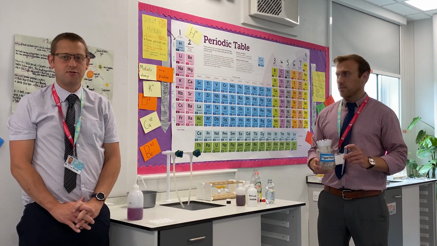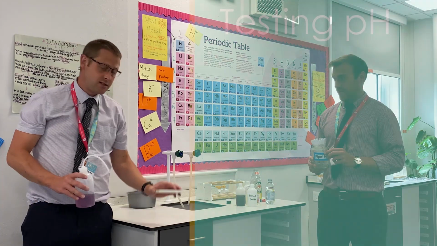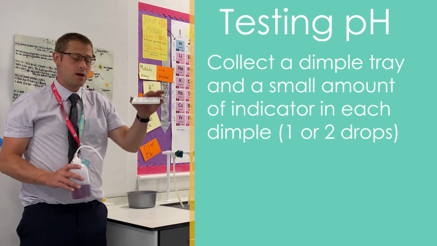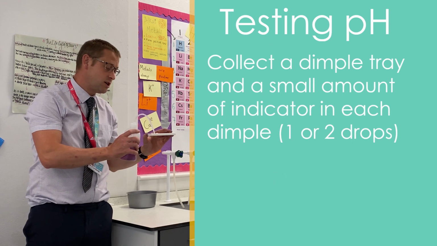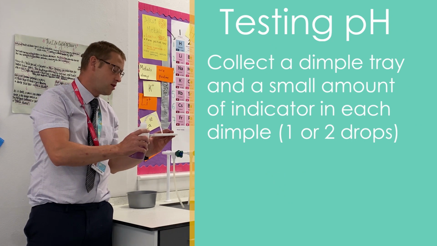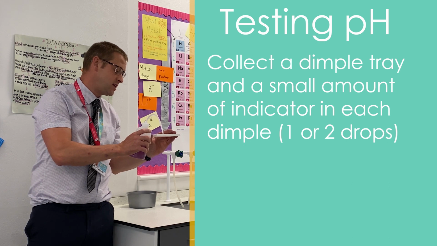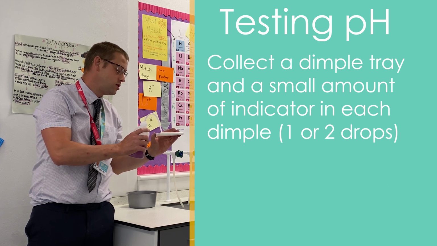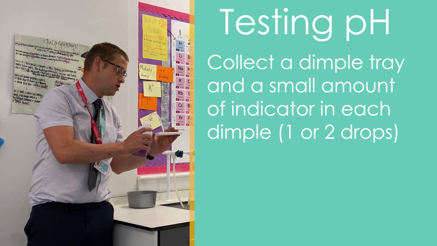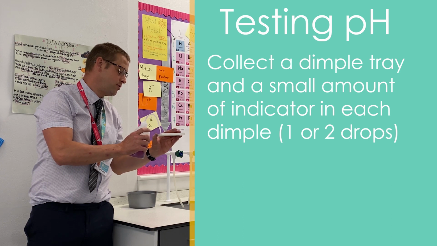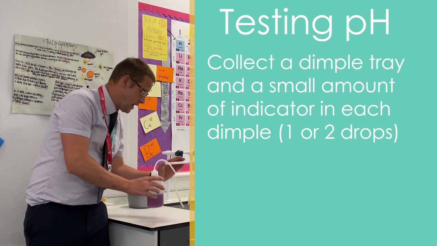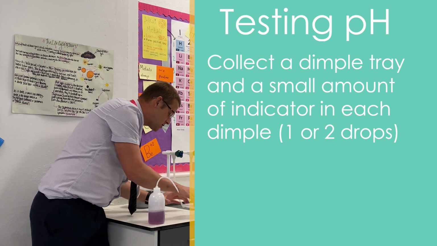Okay, now it's time for us to carry out our practical. Collect a dimple tray, and in this your teacher is going to squirt a drop of your indicator into 6 of your dimples. Once you have collected your dimple tray, go back to your table.